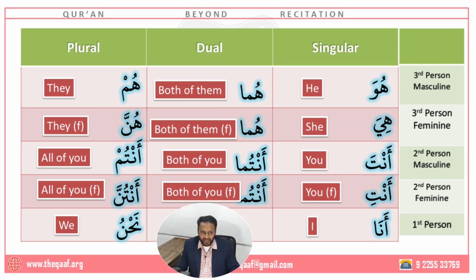Okay? And the first two rows are third person, which means we are talking about someone who is not here. He, she, they, both of them, they are not here. That is third person. And the next two rows are second person, which means we are talking about someone who is in front of us. You, both of you, all of you. That is second person. And the last is ourselves. I, we. That is first person.